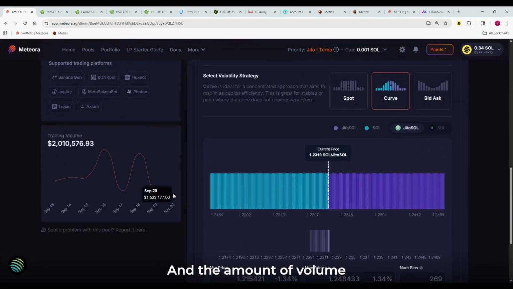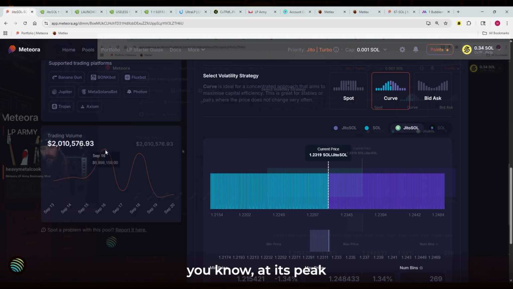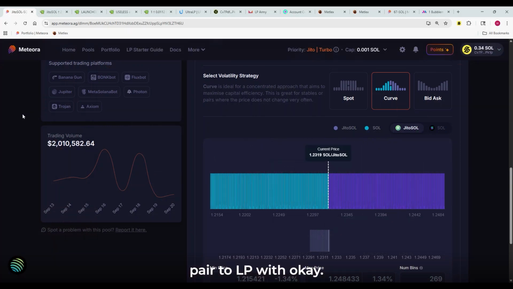And the amount of volume that's coming through here, this is 1.5 million. So at its peak, top is 7 million. So this is not a fast moving pair, but it's also a pretty safe pair to LP with. Okay, so I hope that kind of makes sense to you guys.